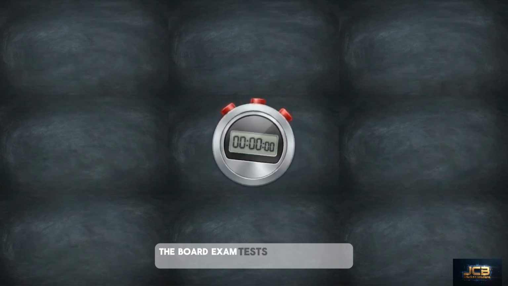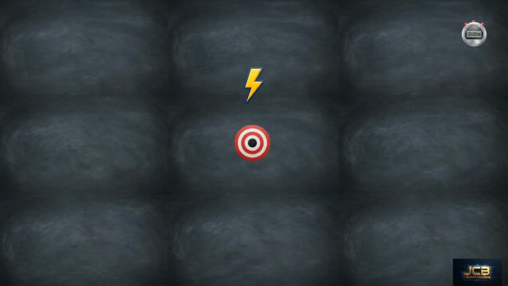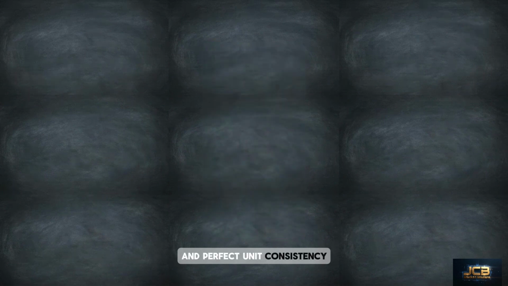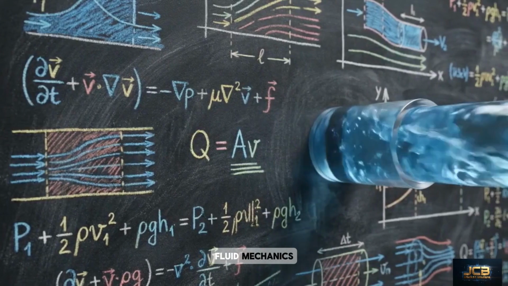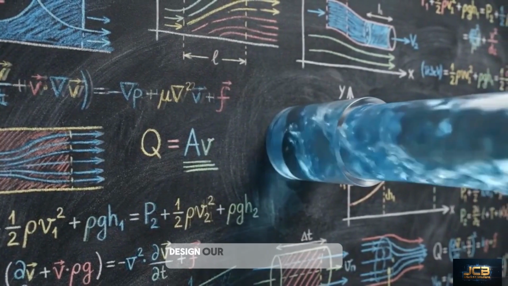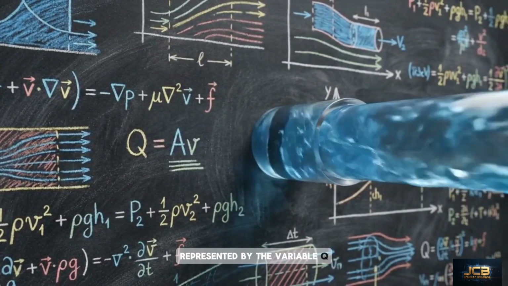The board exam tests your ability to apply theory under severe time constraints. Speed, computational accuracy, and perfect unit consistency are the only ways to secure a passing grade. Fluid mechanics forms the absolute foundation of any plumbing system design. Our primary metric here is discharge, represented by the variable Q.